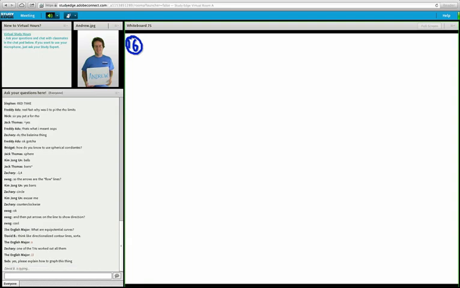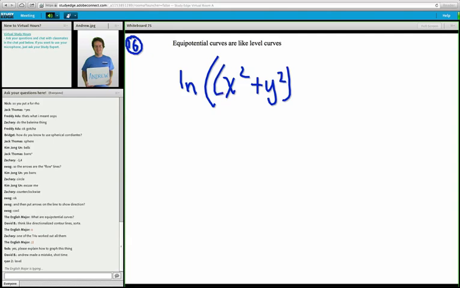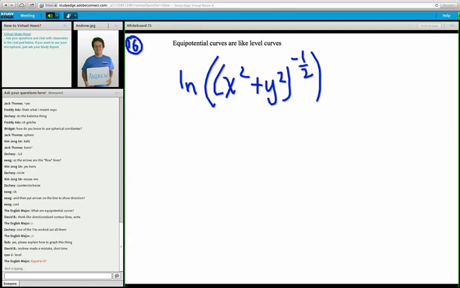Alright, so problem 17. What are equal potential curves? Equal potential curves are the set of points, basically like level curves. So the question is, when is ln of x squared plus y squared to the negative 1/2 constant? What did we do for level curves back in exam 2? We said we're going to set the function equal not to 0, we're going to set it equal to k. Or I guess she actually uses c.